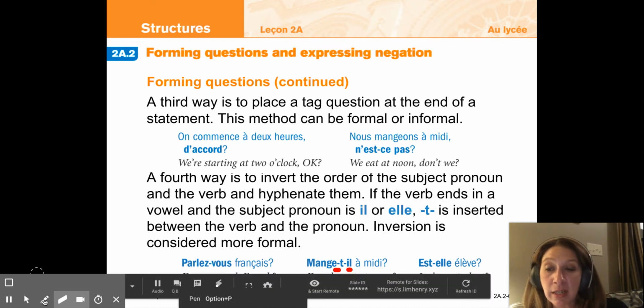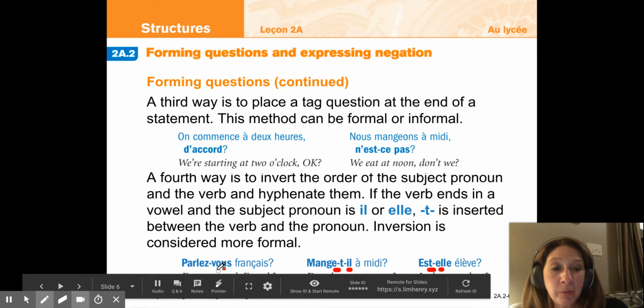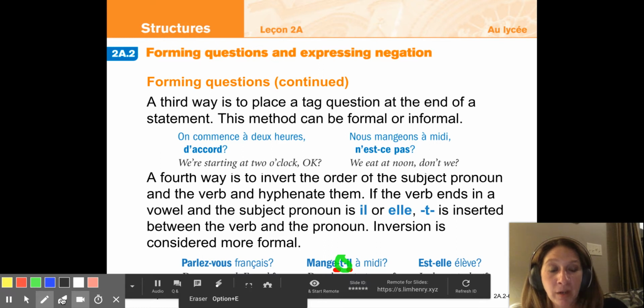In this sentence, est-elle élève, because this verb ends with a consonant and the subject begins with a vowel, you don't have to worry about that dash T dash. You only have to worry about the dash T dash when your verb ends with a vowel and your subject begins with a vowel. So then that's when you have the mange-t-il à midi.